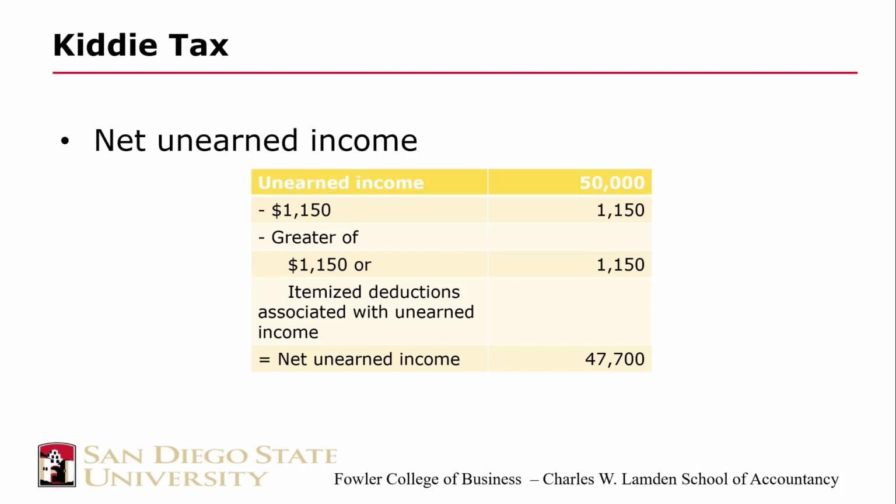So it's the greater of $1,150 or any itemized deductions, right? If we're talking about a 7-year-old, they don't have any itemized deductions, or it would be really unlikely. So it's almost always that other $1,150, but never say never. The one itemized deduction they could have is interest expense.